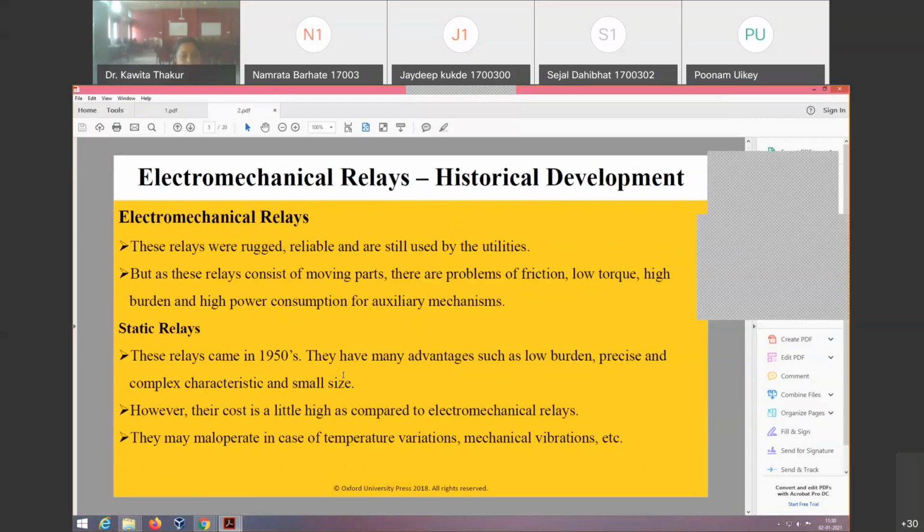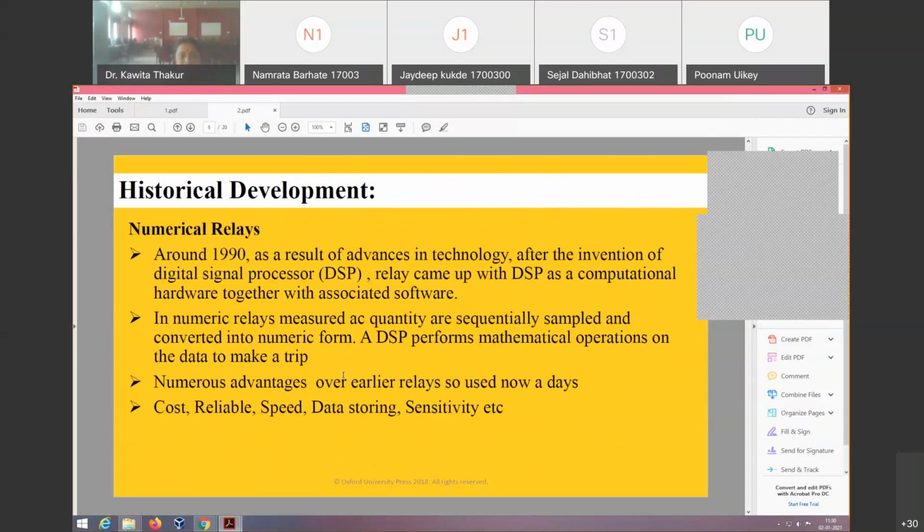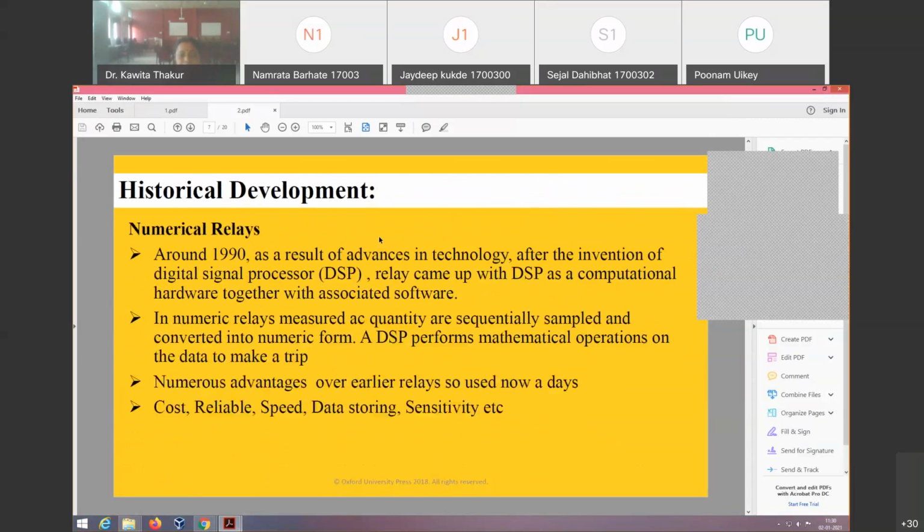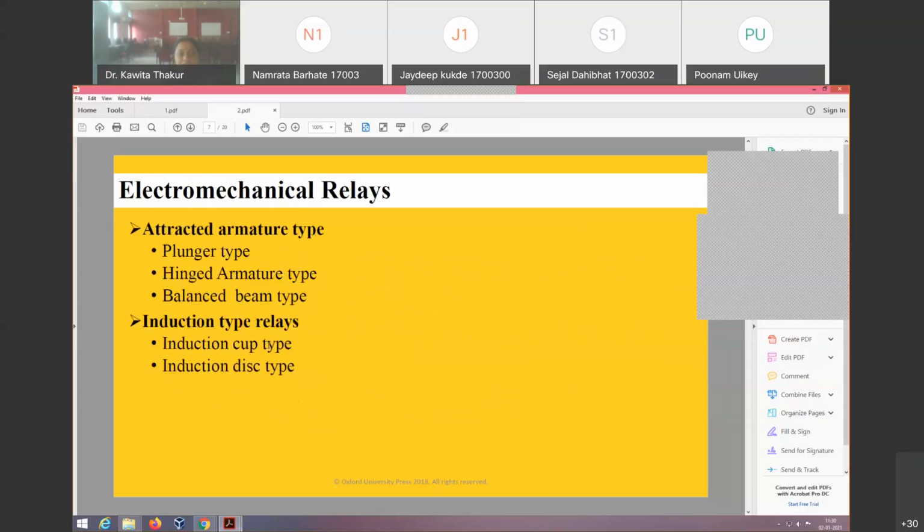Then microprocessor based relay, then numerical relay. This numerical relay has numerous advantages over earlier relays, so it is used nowadays. We have seen in our last unit, and already discussed in the last lecture, that we are applying numerical protection everywhere. So this numerical relay we are using everywhere.